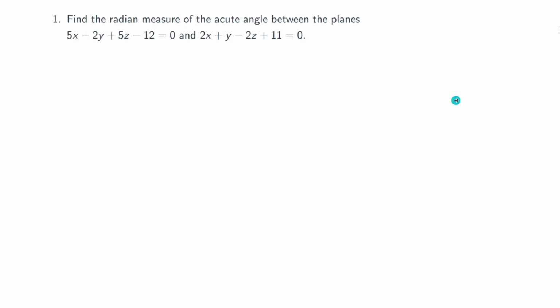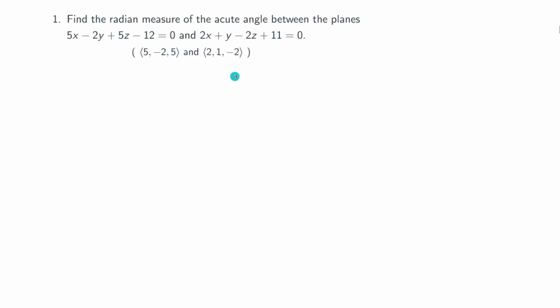Hello everyone. In this video, we will try to solve problems involving planes in three-dimensional space. For the first problem, you are asked to find the radian measure of the acute angle between two planes. One thing you need to look at are the normal vectors of these two planes. So they are (5, -2, 5) and (2, 1, -2). These are just the coefficients of x, y, and z respectively.